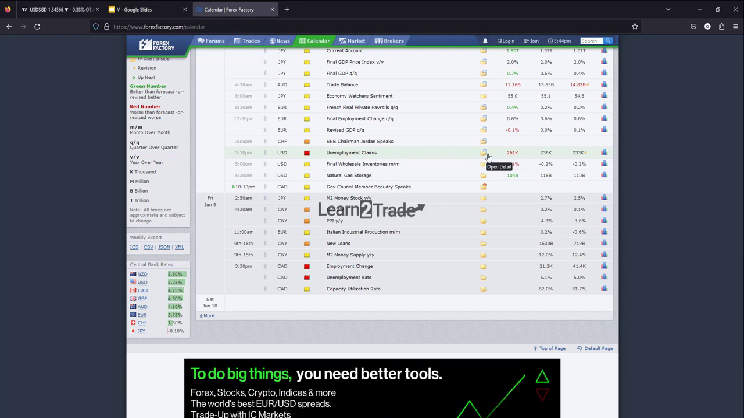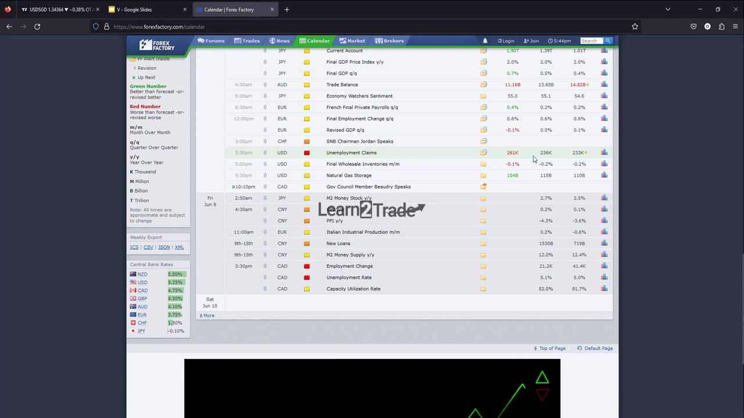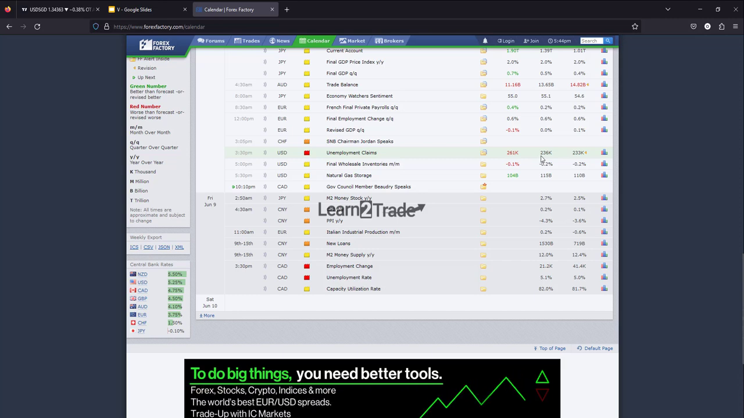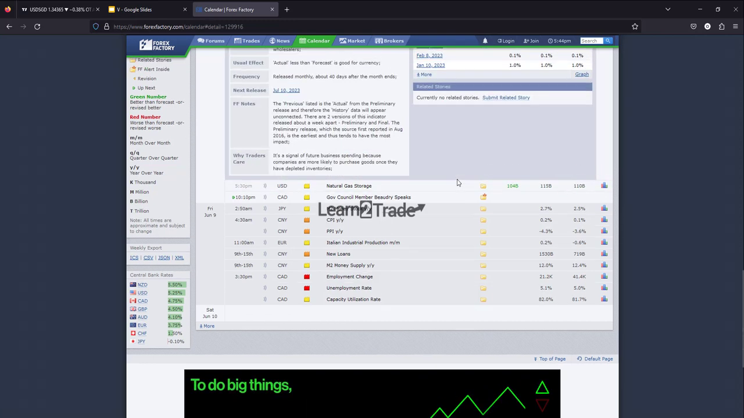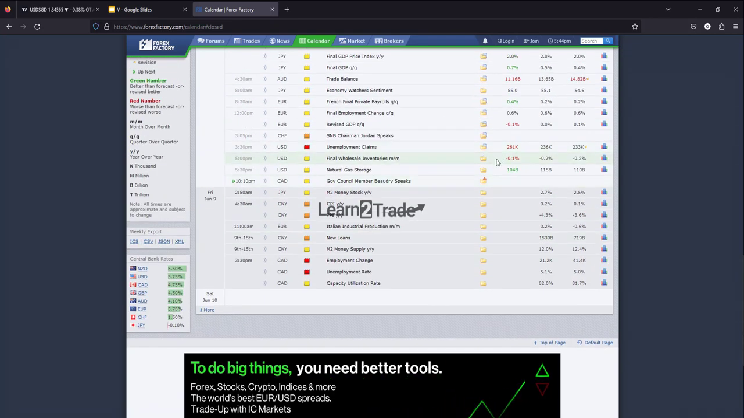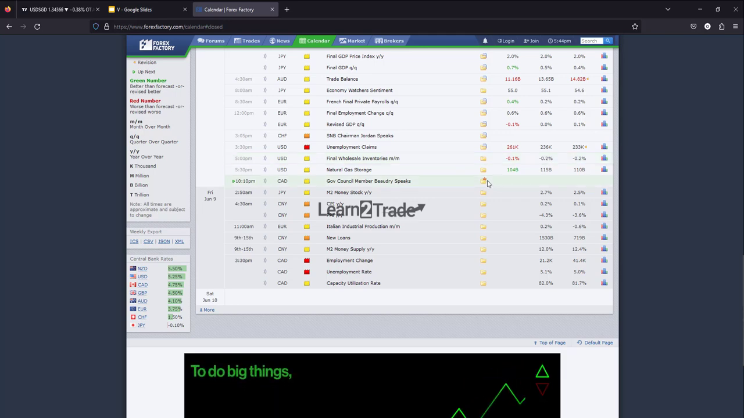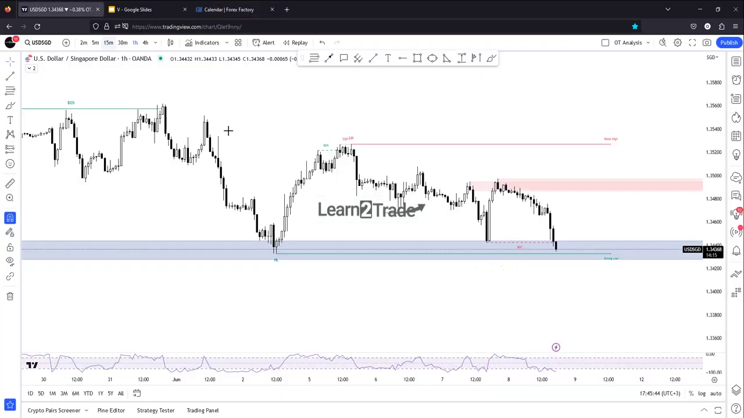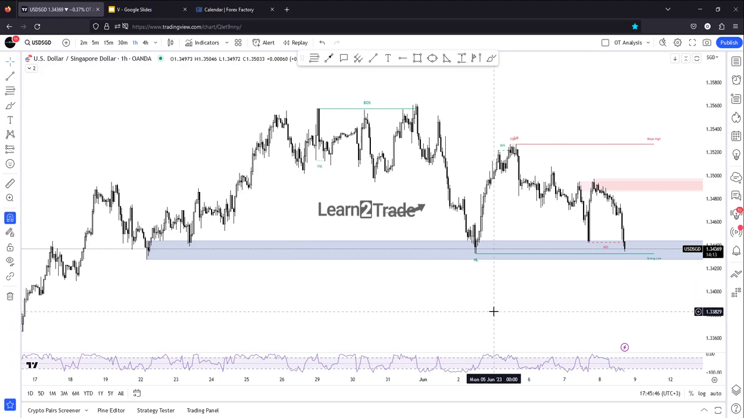261,000 in the previous week versus 236,000 expected, and also versus 233,000 in the previous reporting period. Also, final wholesale inventories, as you can see here, worse than expected as well, only a 0.1% drop versus 0.2% expected. And unfortunately the US dollar crashed.